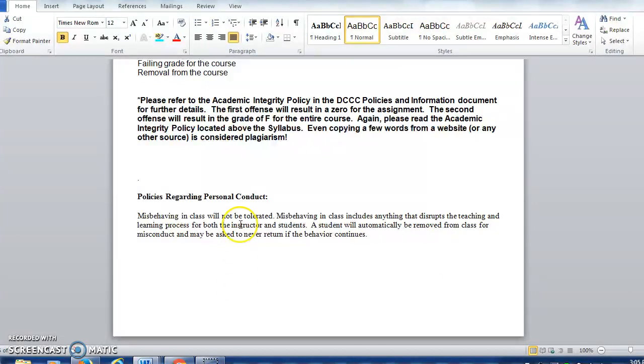Personal conduct, misbehaving in class. Anytime there's misbehavior in class, there's typically a warning, and then after that, I just remove the person from the class. I did not have to remove anyone from the class last semester. I've had to remove people in the past. I've only had to remove one person from the class entirely. I had to remove them from the course, and they could not take the course anymore.